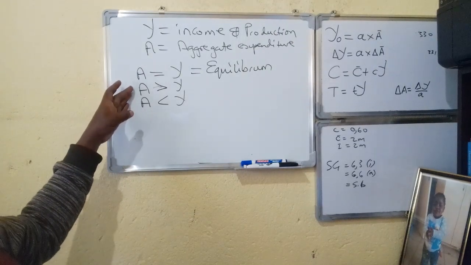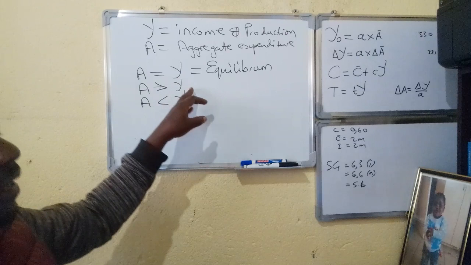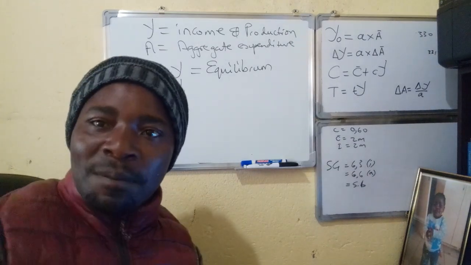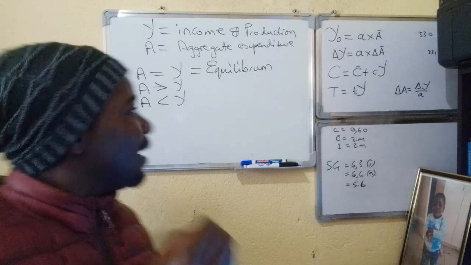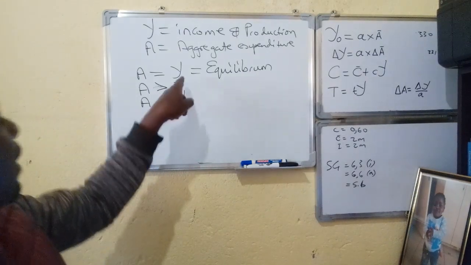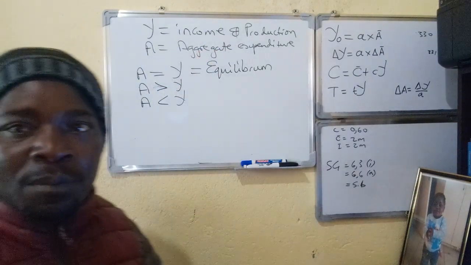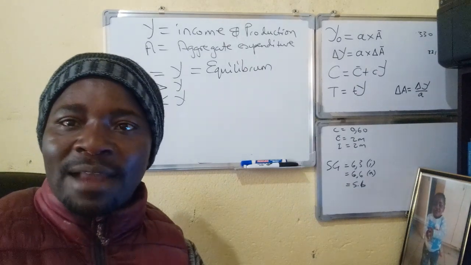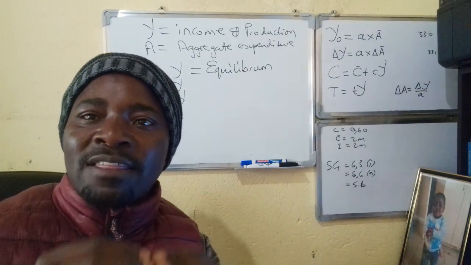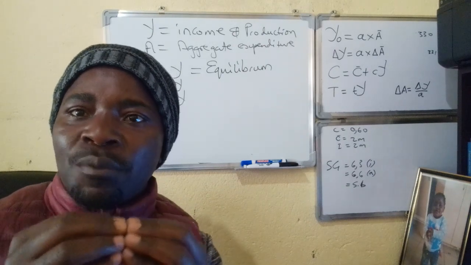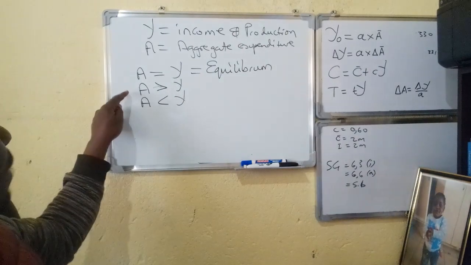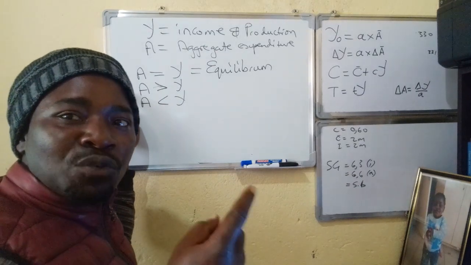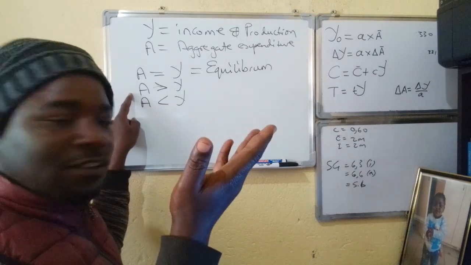Catch this. When aggregate expenditure is greater than income, what happens in the economy is that there is more demand for goods and services than are available. Remember, income and production is the same thing. There are more goods demanded in the economy than are available. So the levels of stock in the economy will decrease because expenditure is too much, which is an encouragement for producers to increase their production.